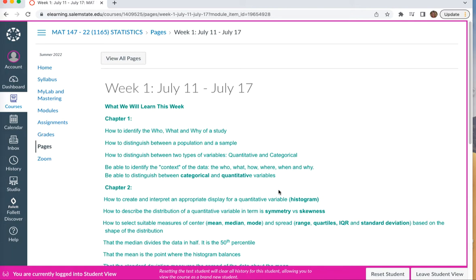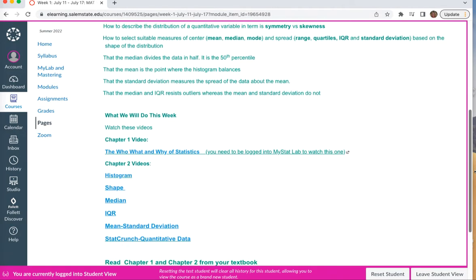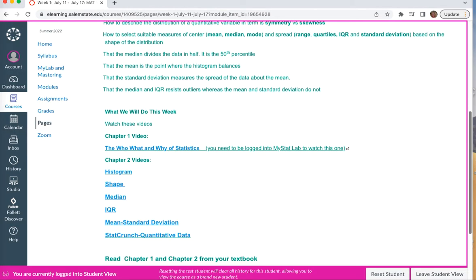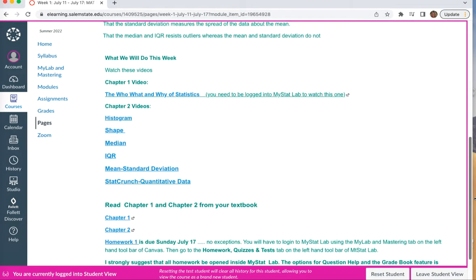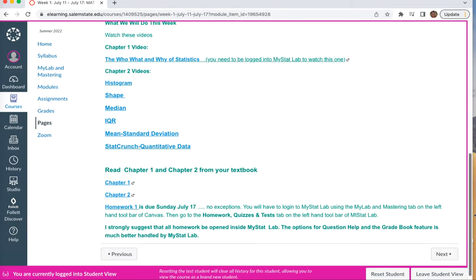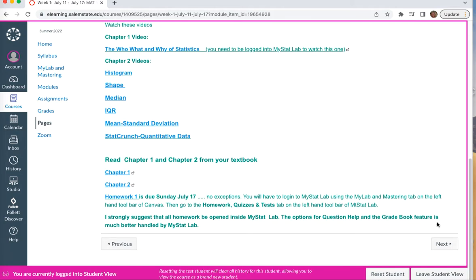In every week, you will find a description of what you will learn that week, followed by a lot of resources like videos and textbook chapters, and then you will find whatever is due that week. During the first week, homework 1 is due. So that is where you're going to access homework 1.